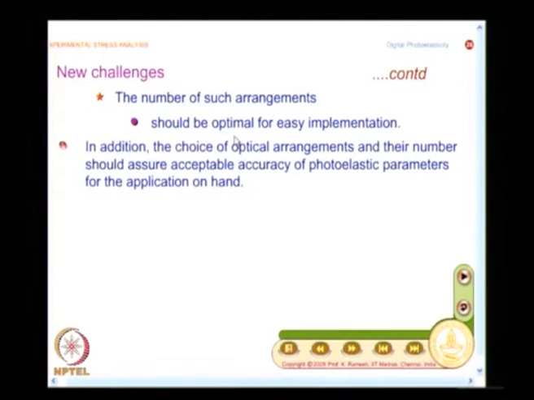The focus is not only that the choice of optical arrangements should be minimal and so on; the number and this combination have to be selected in such a manner that the photoelastic parameters are evaluated with acceptable accuracy. It is a very key requirement.